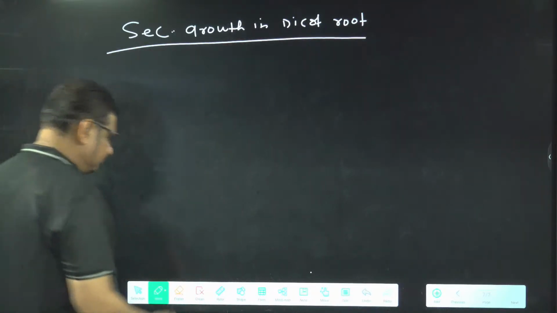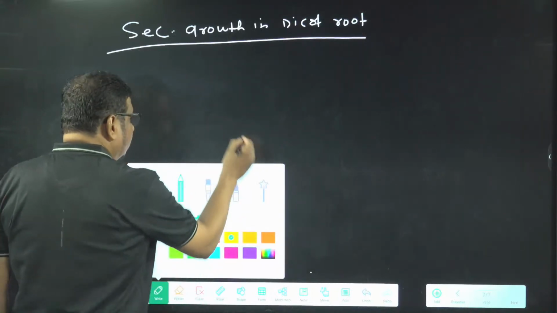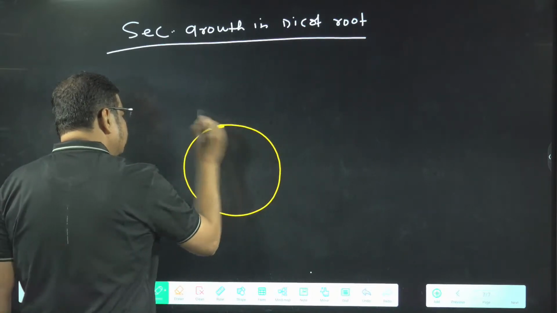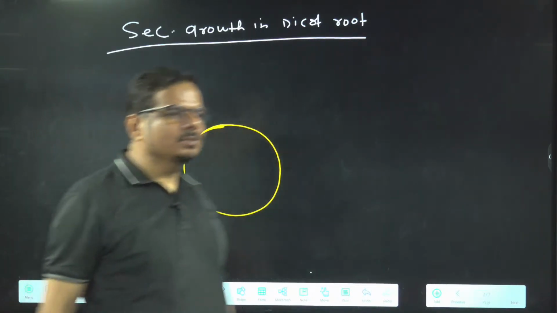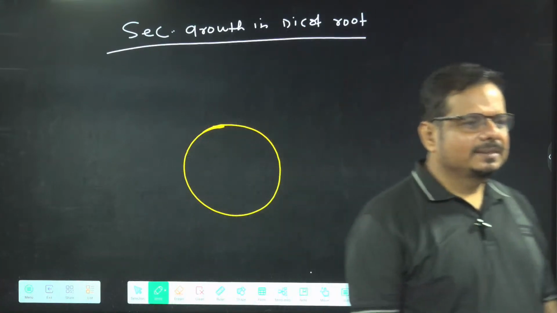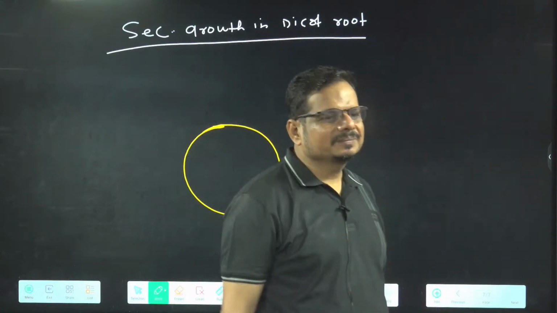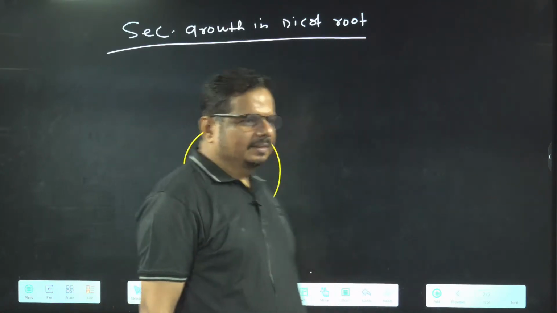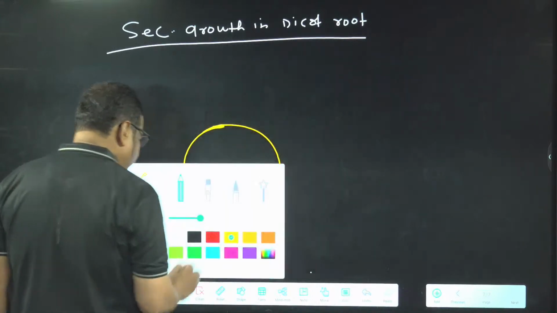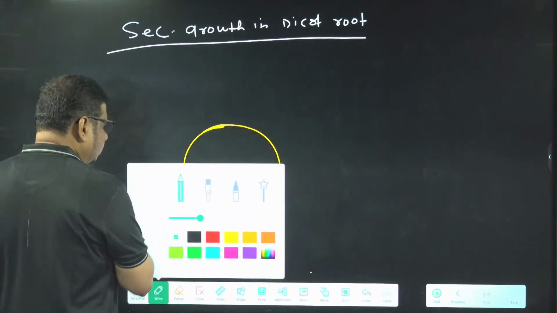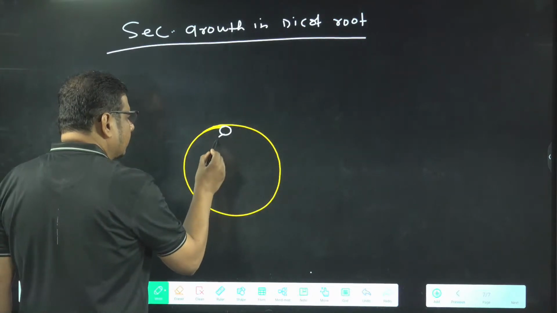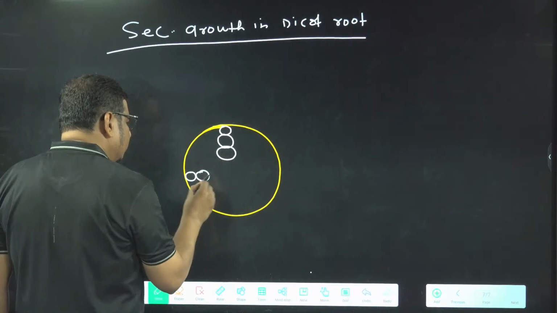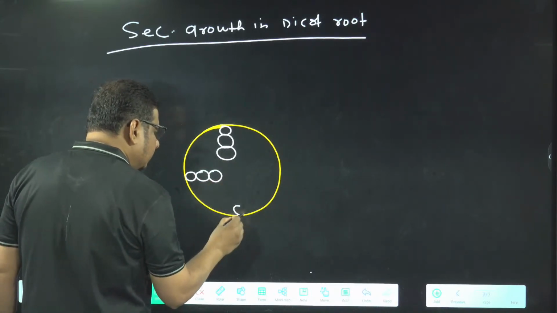Have a look. Which kind of vascular tissue is present in the root? It is a radial vascular bundle, radial and exarch. I am drawing the diagram here. Here it is protoxylem, metaxylem. Protoxylem is smaller, metaxylem is larger. Protoxylem is toward the periphery, metaxylem toward the center.